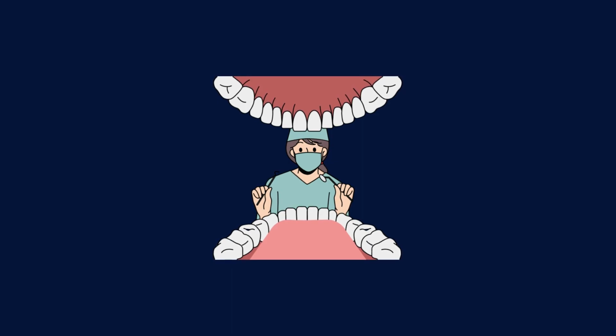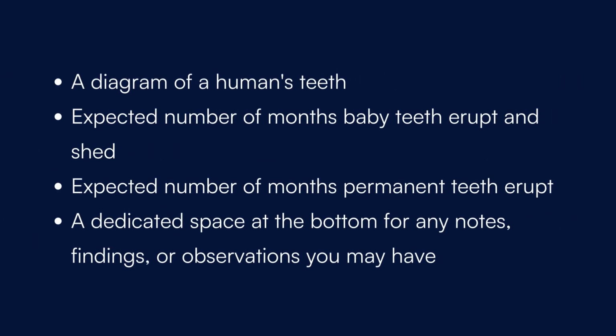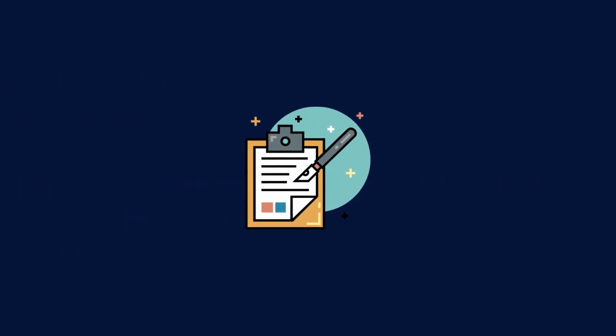Though a tooth eruption chart is standardized, on our take of a tooth eruption chart, you can expect to find the following: a diagram of a human's teeth, baby teeth and permanent teeth, with each tooth labelled accordingly, expected number of months baby teeth erupt and shed, expected number of months permanent teeth erupt, and a dedicated space at the bottom for any notes, findings or observations you may have.